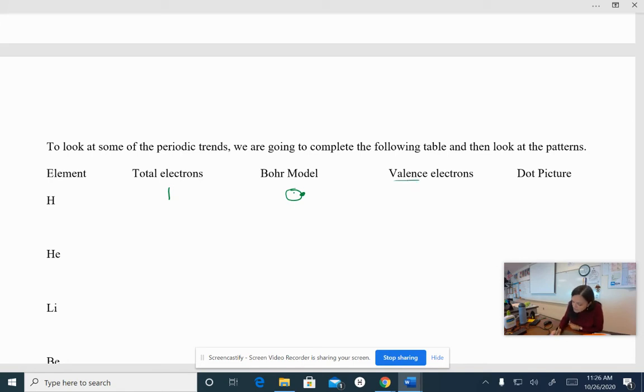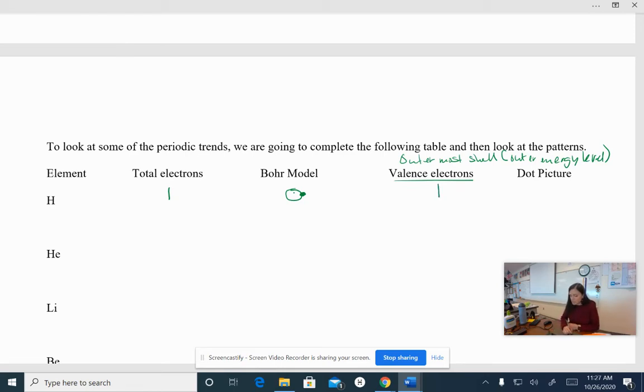Now valence, we haven't really done this vocabulary word yet. Valence means electrons on the outermost shell. So the outermost shell is the outer energy level. So I only have one energy level here, and that energy level only has this one little electron here. So I have one valence electron.